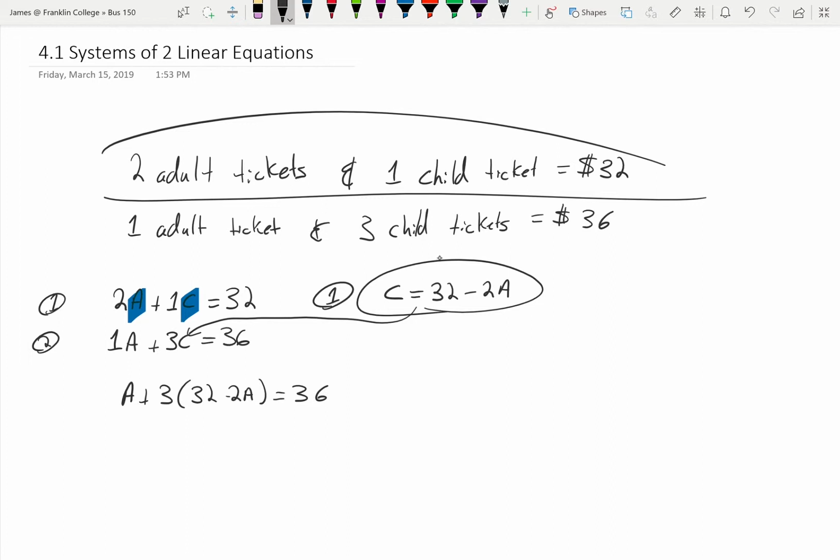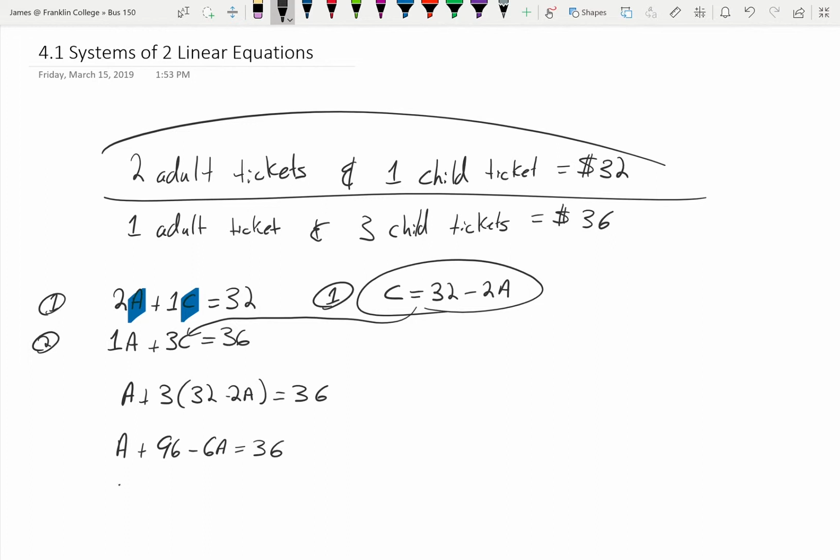And now we have one equation with only one variable in it, and then we can solve for that one variable. So let's solve for that a variable. First let's distribute this 3 into the parentheses. So a plus 3 times 32, what is that? That's 96 minus 6a equals 36.